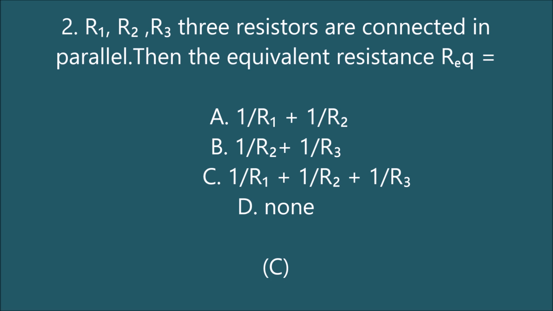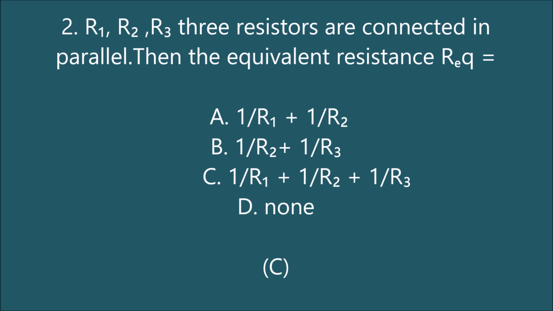R1, R2, R3, three resistors are connected in parallel. Then the equivalent resistance Req is equal to 1 by R1 plus 1 by R2, 1 by R2 plus 1 by R3, 1 by R1 plus 1 by R2 plus 1 by R3, none. C is the right answer. That means 1 by R1 plus 1 by R2 plus 1 by R3. In parallel connection, the current drawn from the battery is equal to the sum of the individual currents drawn.